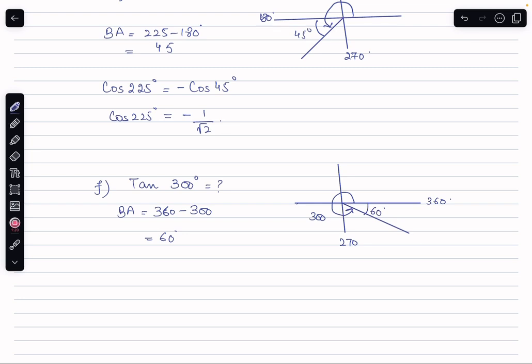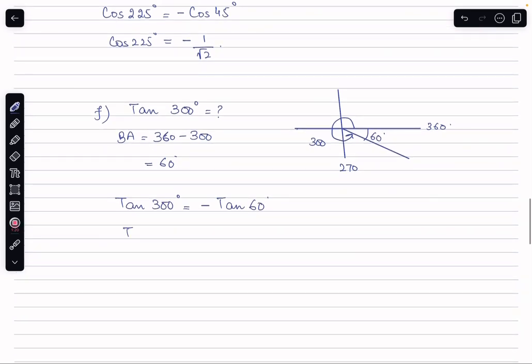Now we are talking about the fourth quadrant, meaning tan 300 degrees I can relate to the basic angle but with a negative sign, because in the fourth quadrant the tangent ratio is negative. So tan of 300 equals negative tan 60 degrees. So tan of 300 degrees shall be equal to negative under root 3. This is how we will be solving all these questions.